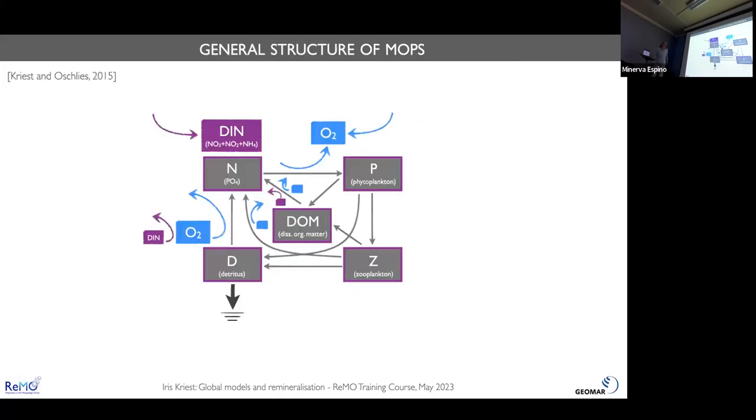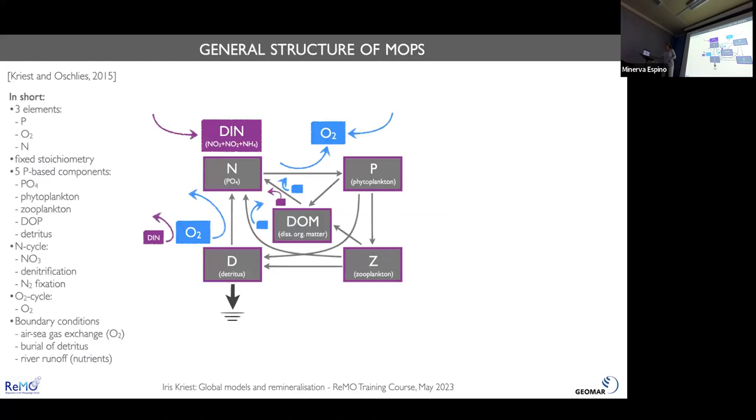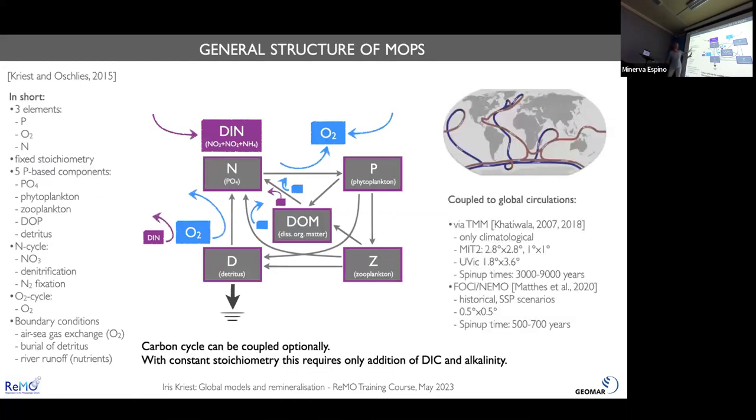So that model is a pretty simple biogeochemistry. It contains, in short, three elements: phosphorus, nitrogen, and oxygen. It assumes a fixed stoichiometry in the organic components. So the biology is represented by phytoplankton, zooplankton, detritus, phosphate, and dissolved organic matter. And there are processes such as denitrification, nitrogen fixation, and oxygen included in that model.